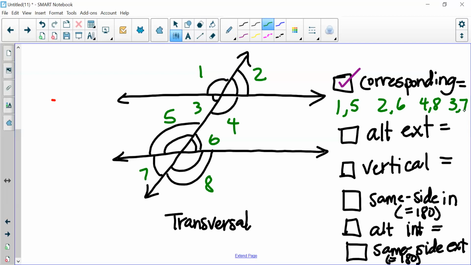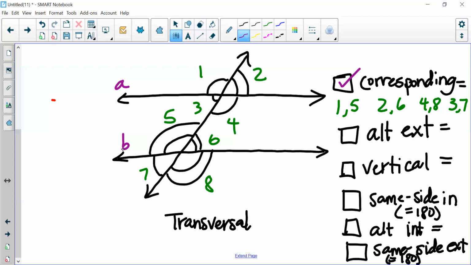Now, corresponding angles are congruent to each other. Y'all look, if I take this top parallel line, which I would call A, and the other B, sometimes they'll call them M and N. Y'all, if I took parallel line A and slid it down so that it mapped or laid on top of B, angle 1 and angle 5 would be in the exact same place, okay? That's why they're congruent.